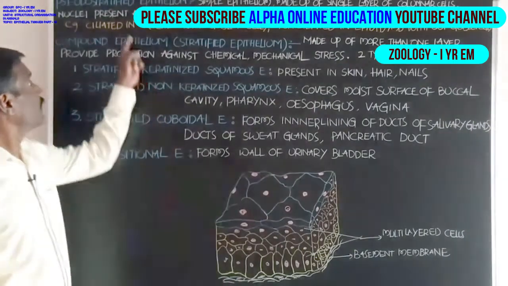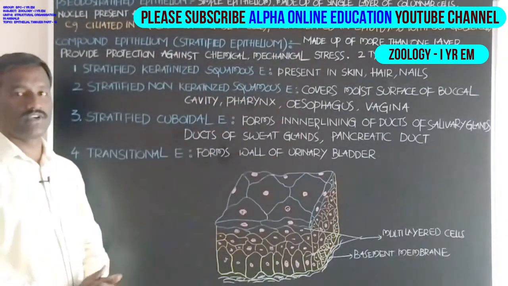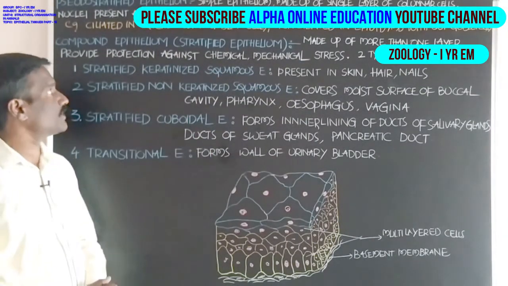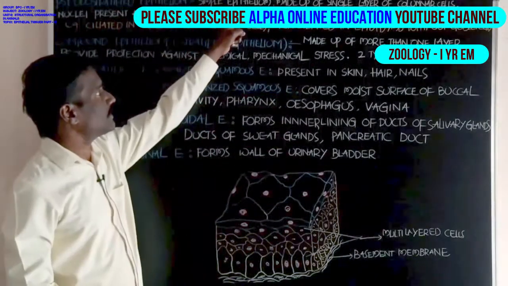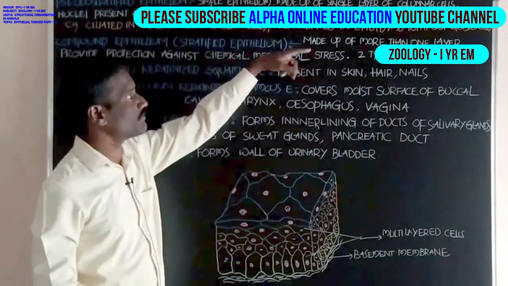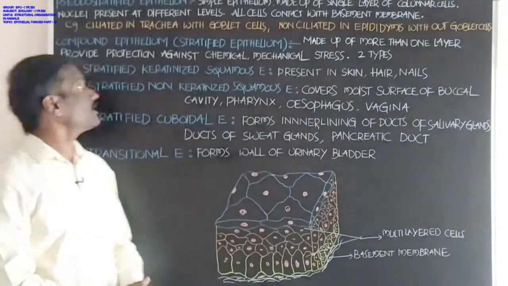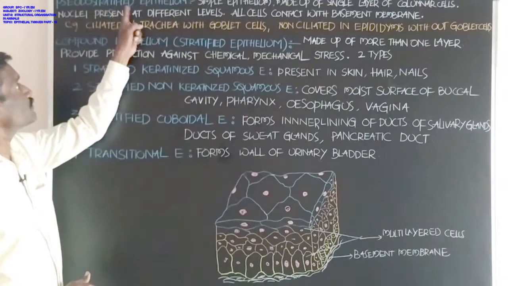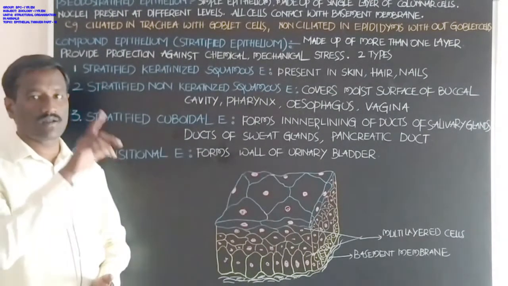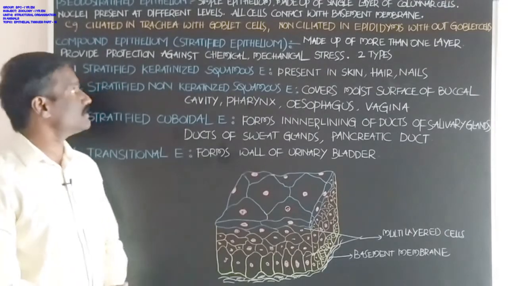Hi students, now we discuss pseudostratified epithelium. It is one type of simple epithelium. Simple epithelium is made up of a single layer of cells. Pseudostratified epithelium consists of a single layer of columnar epithelial cells.